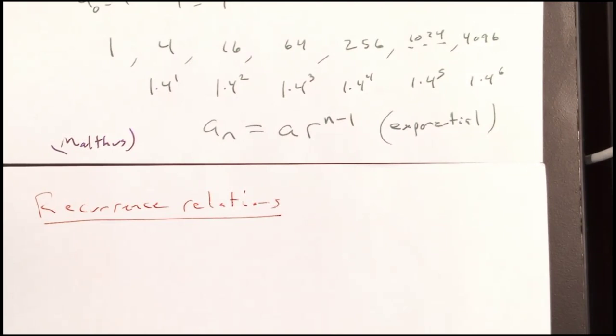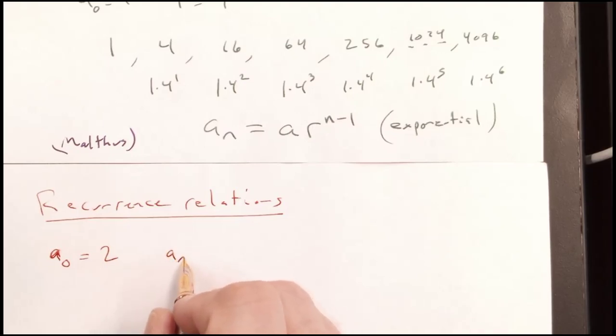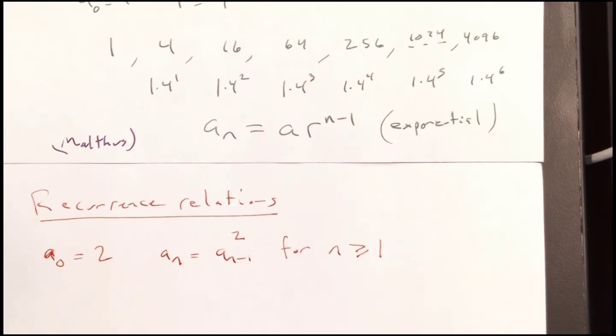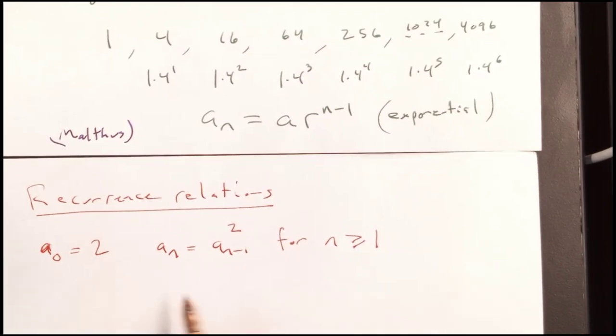Some sequences are defined in terms of themselves. I give you a starting point, and I say the way we're going to proceed is to define the next number from where we are. So I've given you the first term in my sequence, A0. A0 is 2. To get the next one, for any n bigger than 1, I'm going to use this formula. The n is the subscript. So how do I get A1? According to this rule, A1 is A0 squared. Oh, I know that. 2 squared is 4.